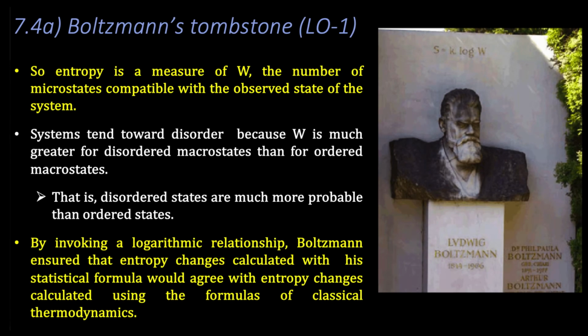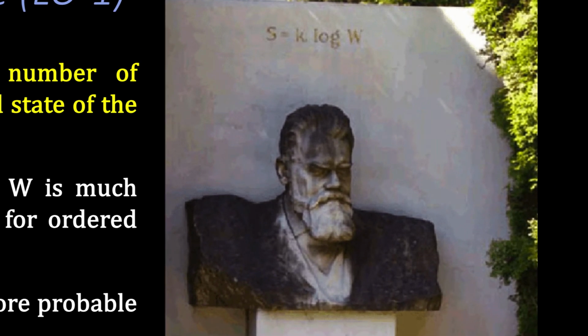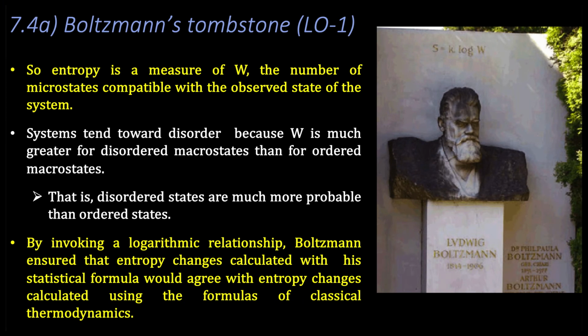Here on Boltzmann's tombstone in Vienna is his famous equation in which he postulates a logarithmic relationship between entropy and multiplicity. Why did he invoke a logarithmic relationship instead of some other kind of relationship, such as a linear relationship? It's because he noticed that by invoking a logarithmic relationship, he ensured that calculations of entropy changes based on the statistical definition of entropy would always agree with such calculations based on the classical definition of entropy. So you could say he rigged the system to ensure that the classical and statistical thermodynamic entropy calculations would agree.